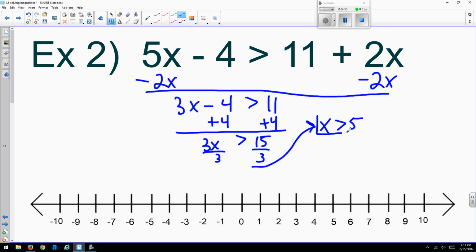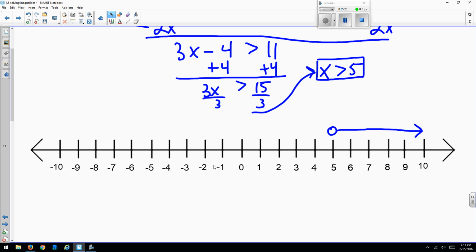And I'm going to go ahead and put an open circle above 5 because it's just greater than, not greater than or equal to. So basically, if it has a line underneath it, then it's a closed circle. And I'm going to represent all of the values that are greater than 5. So that means I'm going to point to the right. And that's the gist of solving inequalities.